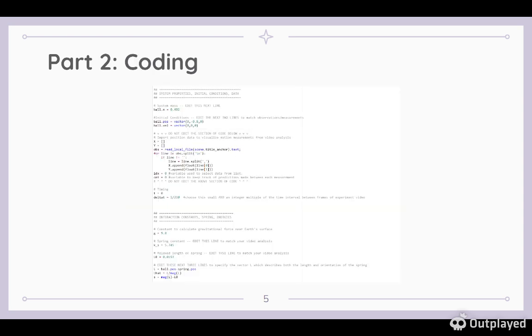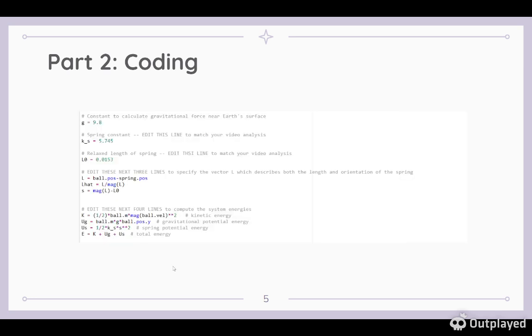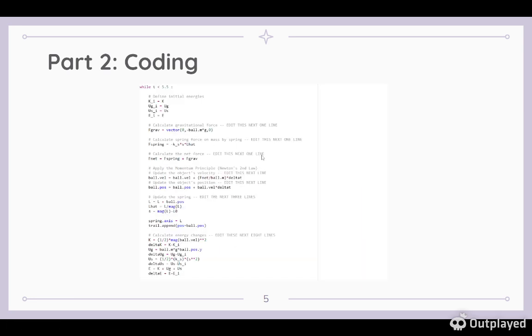Coding. Here are a couple of screenshots of my coding, where we can see the mass was updated, position, velocity, gravity, all that. And then here is the main focus of the editing of this section of coding. And then this is going to be the rest.